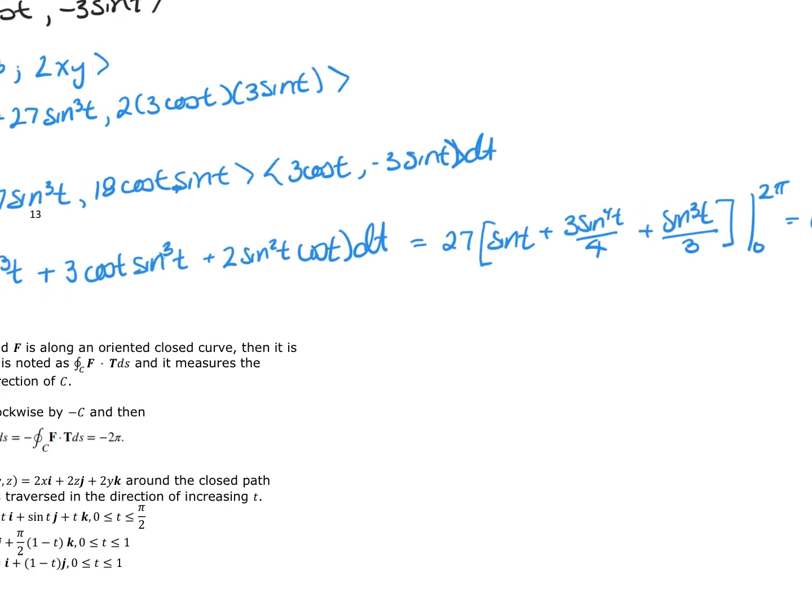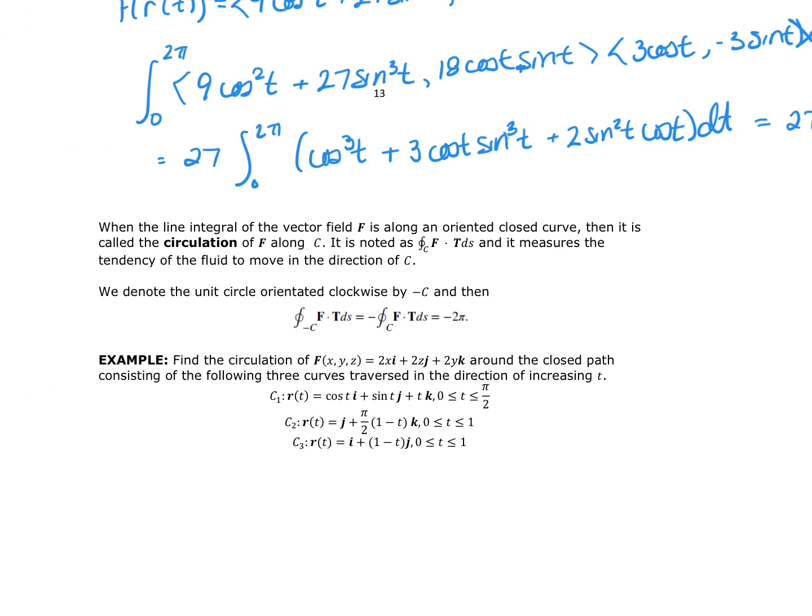All right. Last thing is circulation. When the line integral of the vector field F is along an oriented closed curve, then it's called circulation along C. It is noted with this circle on my integral, the integral over C of F dot T ds, and it measures the tendency of the fluid to move along the direction of C.